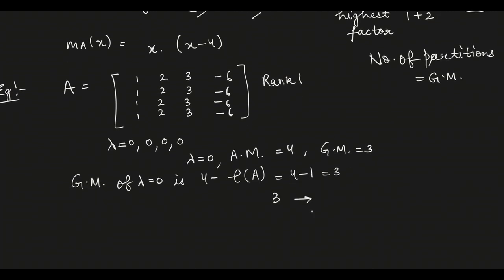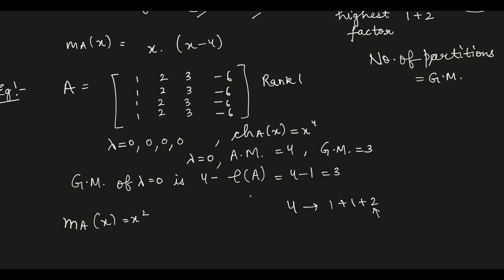Now here I will do partition of AM. AM is 4. So partitions of AM: 1, 1, 1, 1, and 1, 1, 2. Yes. And highest factor is 2. So minimal polynomial is x square. And characteristic polynomial was x to the power 4, na? Because minimal polynomial divides characteristic polynomial.